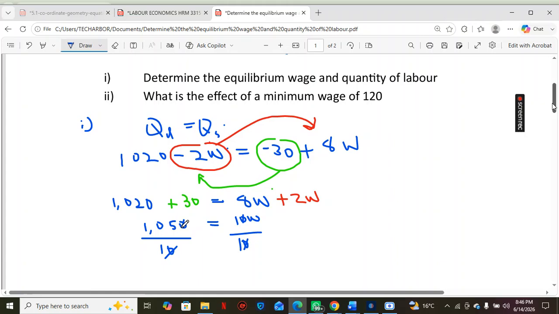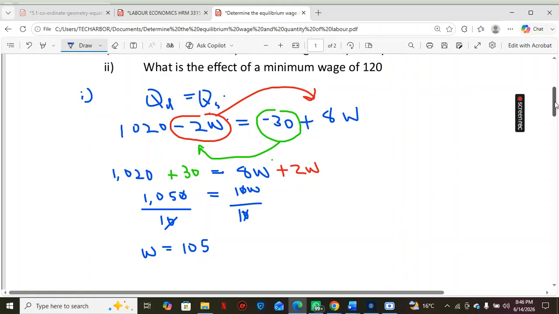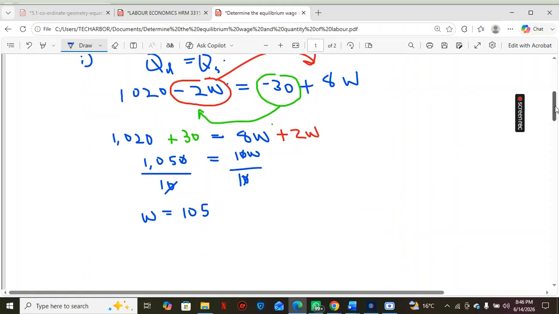So I'll find the value of W, which is the wage rate. 1050 divided by 10 gives you 105. So this is the wage rate in this market, the equilibrium wage rate. The equilibrium wage rate just says this is what people are being paid, basically. Any questions before we find now the equilibrium quantity?